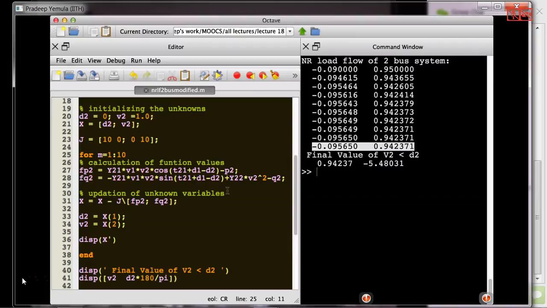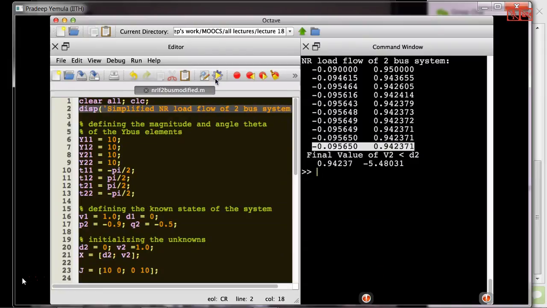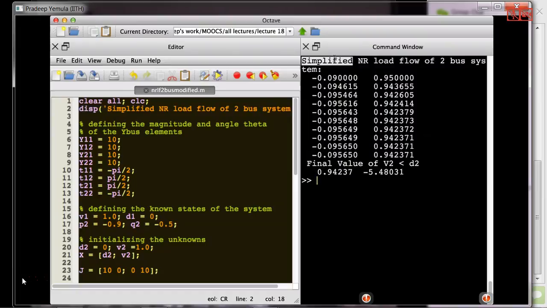In fact, let me change the title also. This is simplified. So there you can see the title, simplified Newton-Raphson two-bus system, and the final value is this. I think this exactly matches our earlier solution. The V2 is the same. The only difference is that this time I require more iterations, but it is faster: fewer calculations per iteration.